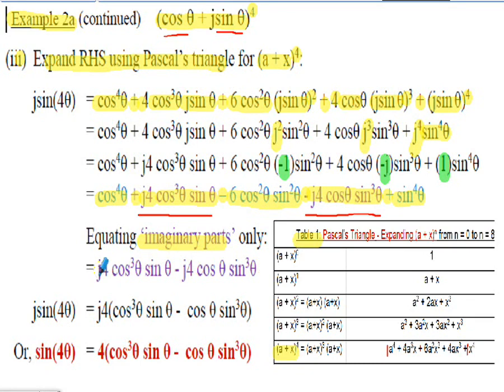So on the next line we get j4 cos cube theta sine theta minus j4 cos theta sine cube theta. Factoring on the j4 on the right hand side, we get j4 and in brackets cos cube theta sine theta minus cos theta sine cube theta. On the final line I've written the sine 4 theta without the j, so sine 4 theta on the left hand side is equal to 4 and in brackets cos cube theta sine theta minus cos theta sine cube theta. So there's our trig identity for sine 4 theta.